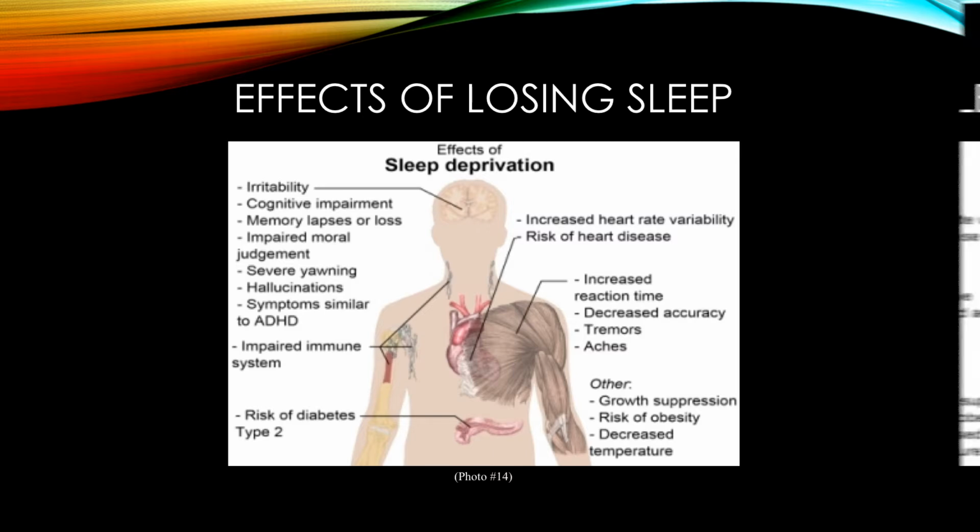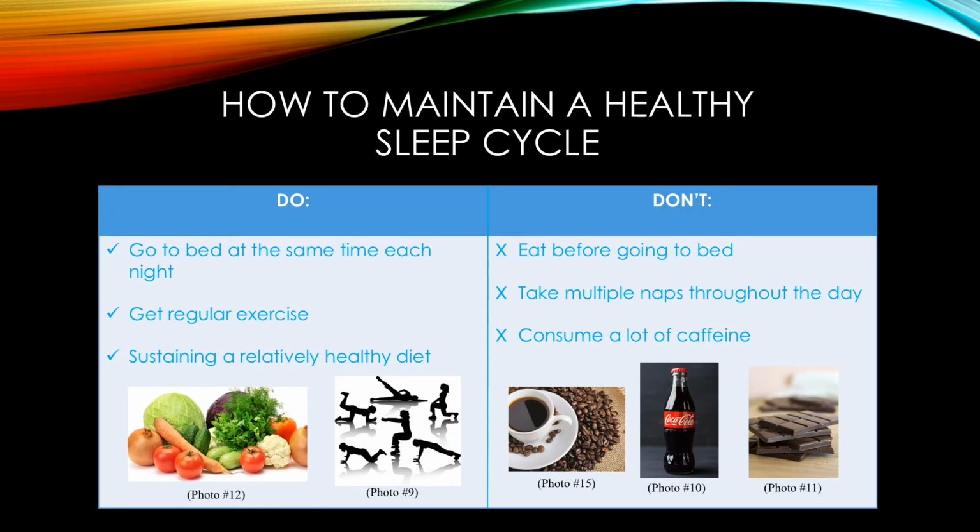a healthy sleep cycle. This slide is all about things you should and should not do to maintain a healthy sleep cycle. As seen on the left side of the chart, you can help yourself maintain a regulated sleep cycle by going to bed at the same time each night, getting regular amounts of exercise, and trying to sustain a healthy diet. On the right side of the chart is a list of things you should not do when trying to manage your sleep.